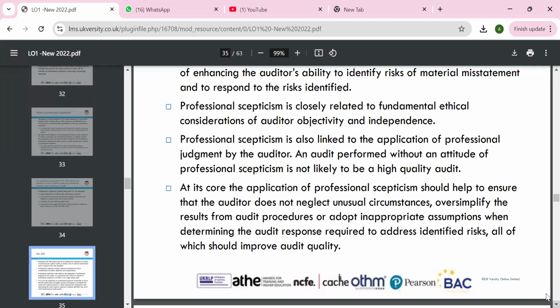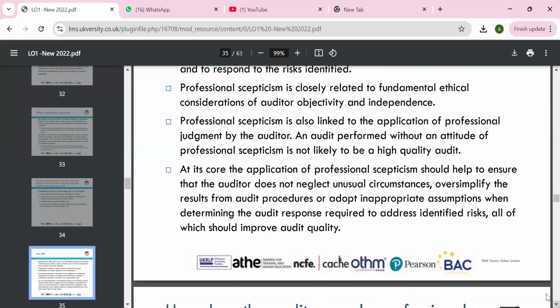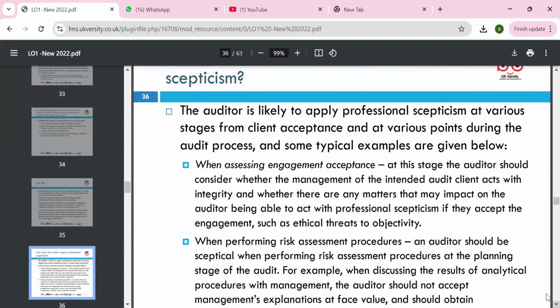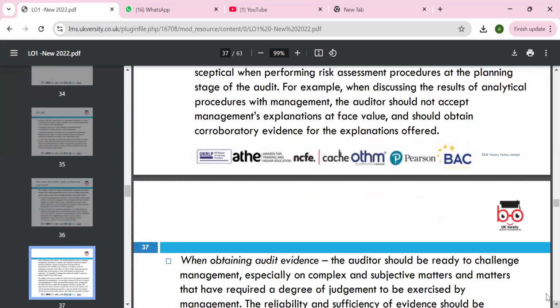Professional skepticism is closely related to ethical consideration and the use of judgment. The auditor is likely to apply professional skepticism at the various stages of the audit. It helps to reduce risk, identify risk, and draw a true and fair conclusion.